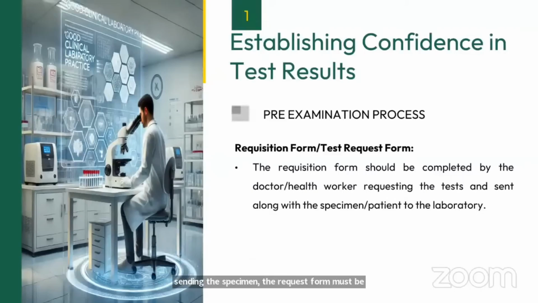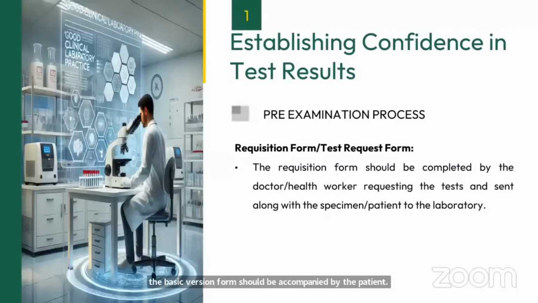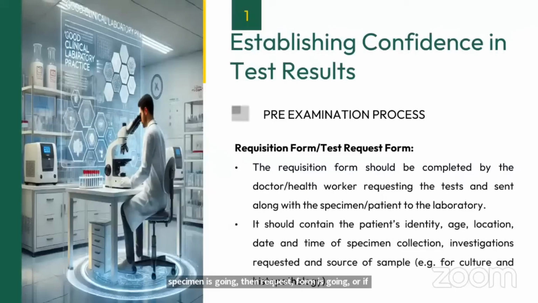If a patient himself is coming to your laboratory, then the test requisition form should be accompanied by the patient. In any case, it should not be separate, like first the specimen is going, then the request form is going, or if the patient is going, then the request form is going. It should be sent along with the specimen or the patient to the laboratory. Now, what is the basic information which should be included in the request form? It should contain the patient's identity, age, location, date and time of specimen collection, investigation which is requested, and source of sample. Source of sample means from where the sample is collected.